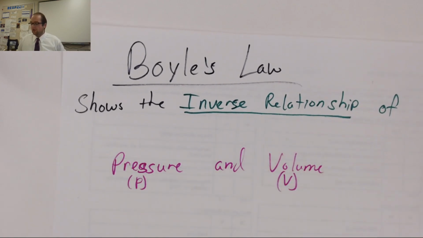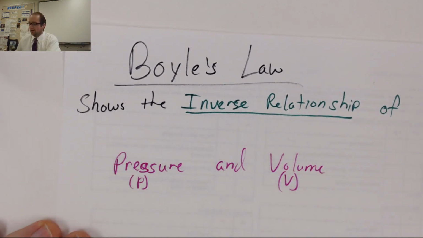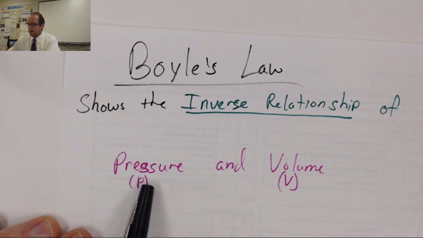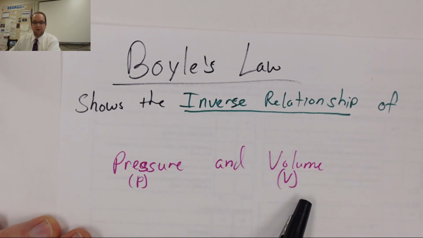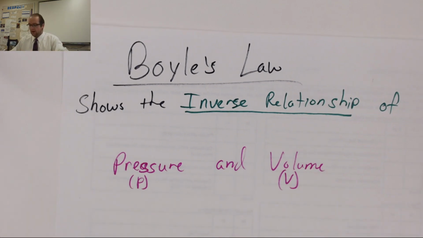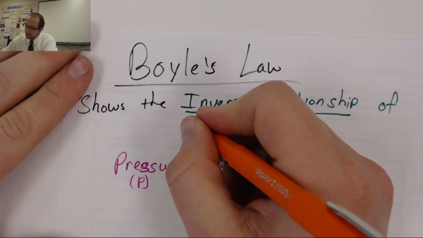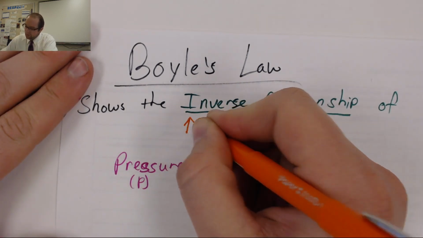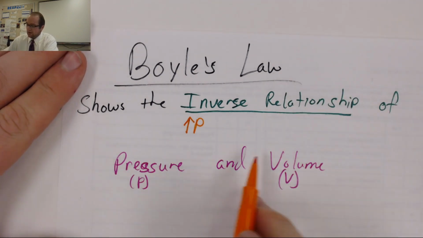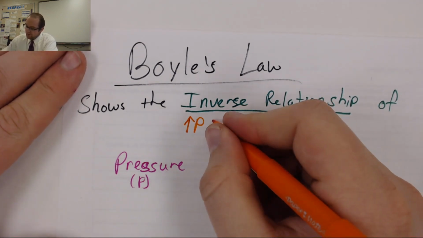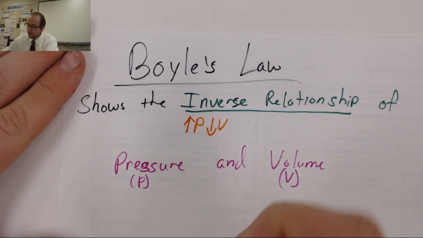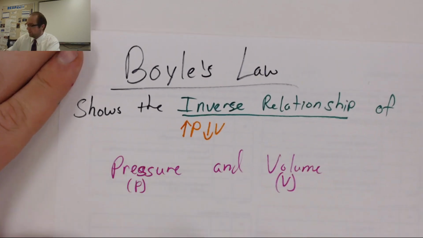Boyle's Law shows an inverse relationship of two variables, that is pressure and volume. We'll often use P and V to represent these different variables. Now, what do we mean when we say inverse relationship? It means we're talking about when we have something like an increase in pressure. In this type of relationship, you will see the inverse. You will see a decrease in volume. While one goes up, the other goes down.